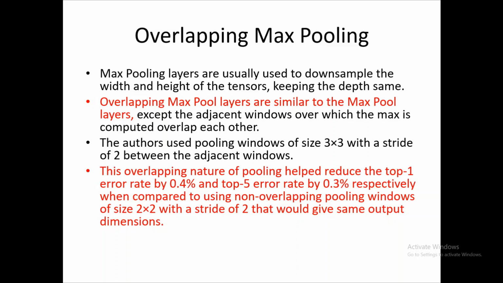This overlapping nature of pooling helps reduce top 1 error by 0.4% and top 5 error by 0.3% respectively, when compared to using non-overlapping pooling windows of size 2 by 2 with a stride of 2 that give the same output dimension. So they have used overlapping max pooling of size 3 by 3 with a stride of 2.